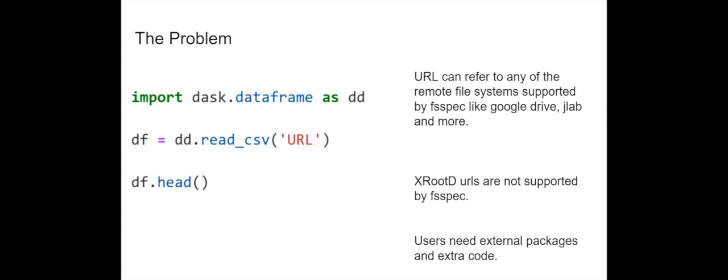The problem is that FSSpec doesn't support xrootd. If you're a Dask user and you want to get your data from an xrootd server, you need to use external packages and write some extra code. You can't just put the xrootd URL in the URL space. While there are workarounds, like the ones I just mentioned, it isn't the most convenient considering all the other storage types take so little effort in comparison.